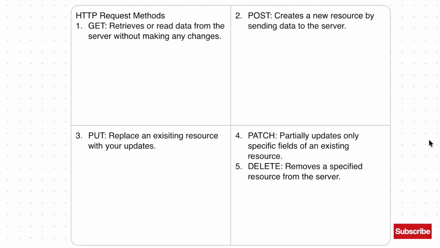HTTP requests are important in APIs because they allow clients to communicate with servers and specify the action they want to perform, such as retrieving, creating, updating, or deleting data. They provide a standardized way for applications to exchange information reliably and efficiently.